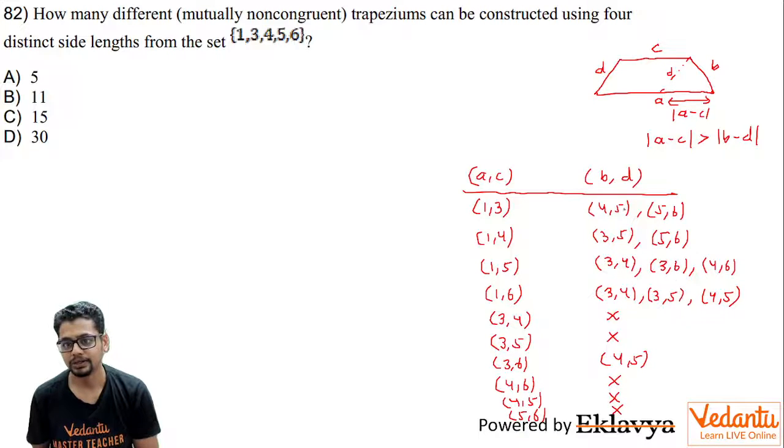So counting: 1, 2, 3, 4, 5, 6, 7, 8, 9, 10, 11. There are 11 possibilities. That means 11 distinct, mutually non-congruent trapeziums whose sides are distinct values from the set 1, 3, 4, 5, 6. So B is the answer. Thanks for listening.